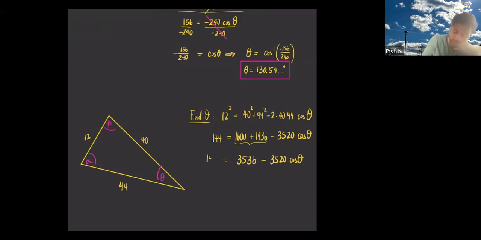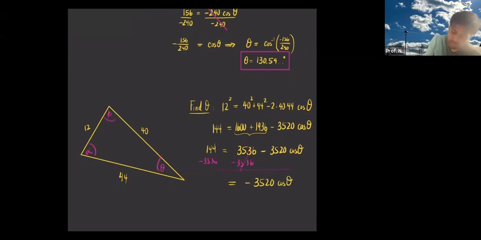This is 3536 minus 3520 cosine of the angle, equal to 144. You don't subtract those two 3,000 numbers. You have to subtract 3536 on the other side of the equation, so you can get closer to theta. And so this will equal negative 3520 cosine of the angle, and you do 144 minus 3536, and you get negative 3392.